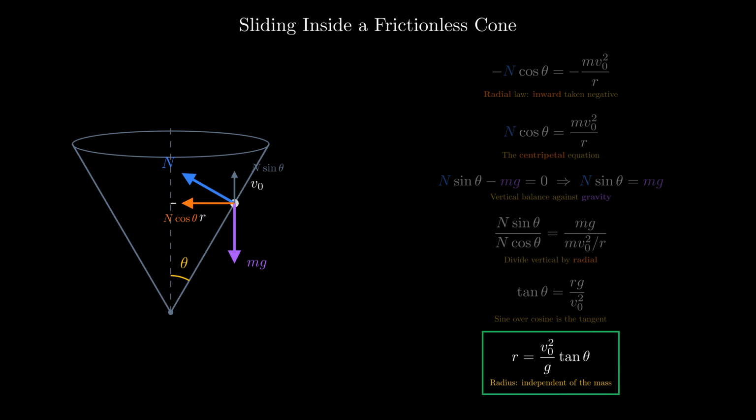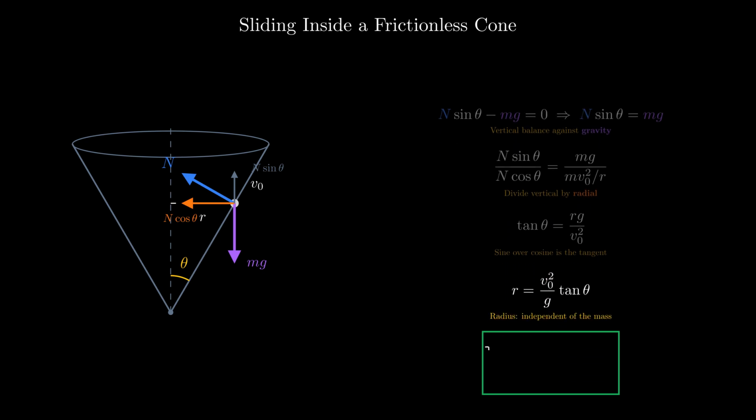Notice what vanished, the mass. The radius doesn't depend on how heavy the object is, because the wall simply pushes harder on a heavier object, exactly in proportion. Finally, the period. At constant speed, the object covers one circumference, 2 pi r, in one orbit. So the time is 2 pi r divided by v0. Substitute our radius and one factor of v0 cancels, giving a period of 2 pi v0 tangent theta all over g.